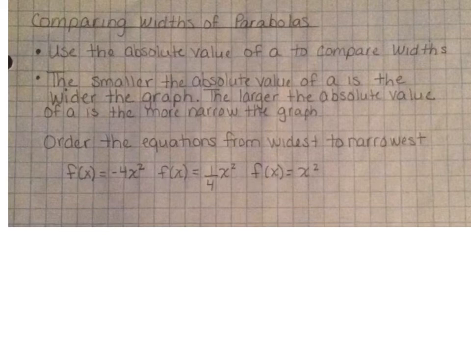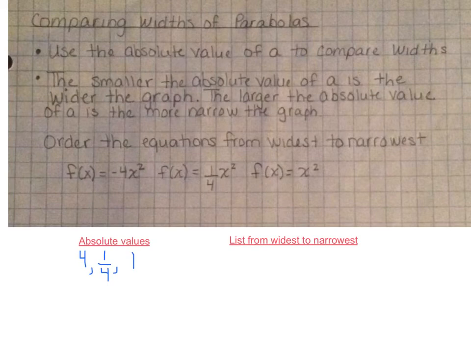So we're going to order these equations from widest to narrowest. So we're talking about the absolute values, and we're looking for the absolute values of the a terms. So let's look at the first. f of x equals negative 4x squared. So that absolute value is 4. f of x equals 1/4 x squared. The absolute value of that is 1/4. And the last one, f of x equals x squared. Remember that that has that invisible 1, the coefficient of 1, and the absolute value of that would be 1.